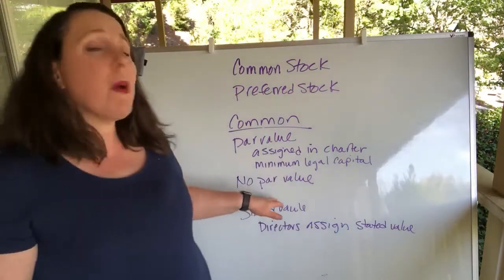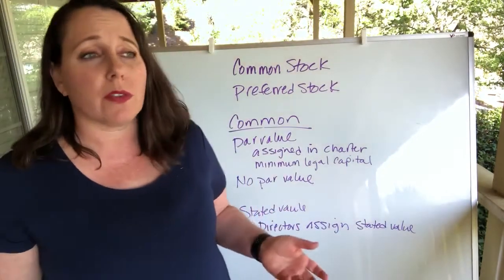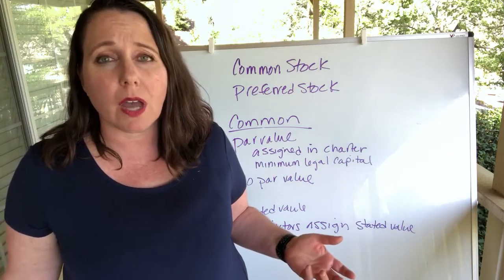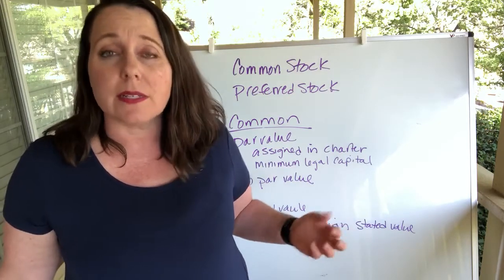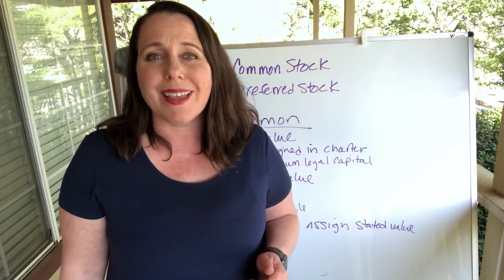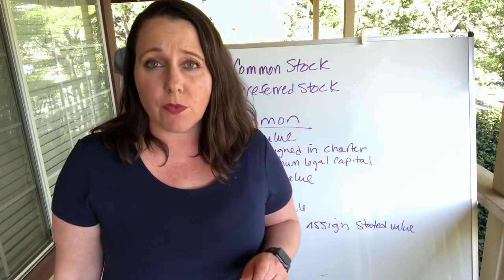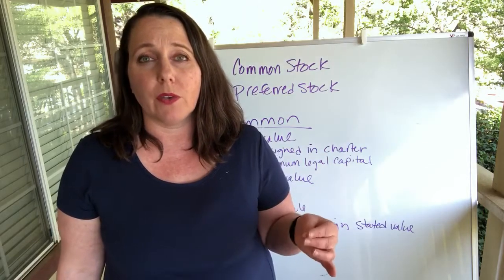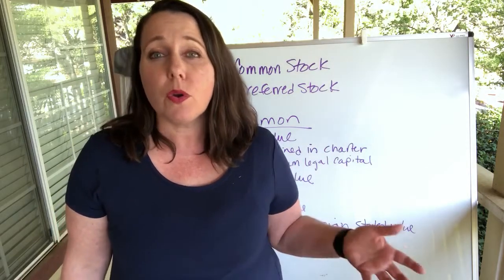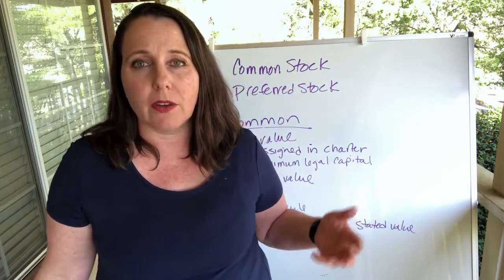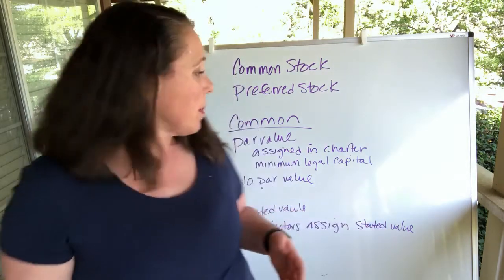Okay, no par value stock has no par value. So I can incorporate and say I'd like to be authorized to sell 10 million shares of stock, and it's not going to have a par value. That means whatever you sell the stock for becomes your minimum value. So if I sell the stock for more than what I would have picked for a par value, say a penny or a dollar or whatever, then that becomes my minimum.